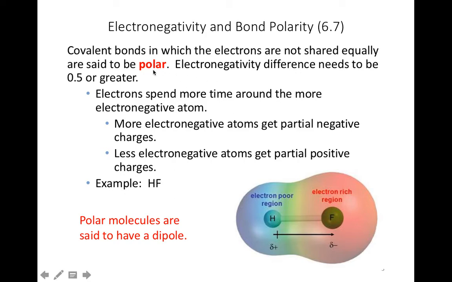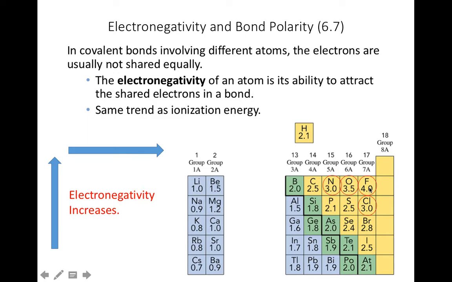So when electrons are not shared equally in a bond, that bond is said to be polar. And in general, the electronegativity difference needs to be about 0.5 or greater, but there's some gray area in here, so don't get too hung up on that exact number. Again, remember, if I've got nitrogen, oxygen, fluorine, or chlorine, and they're bonded to a carbon, that bond is going to be polar.